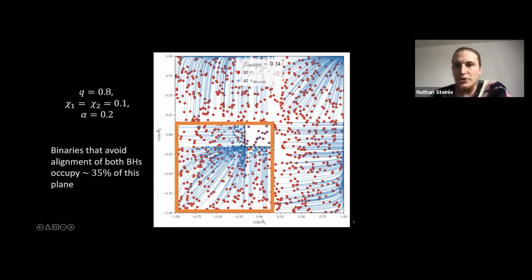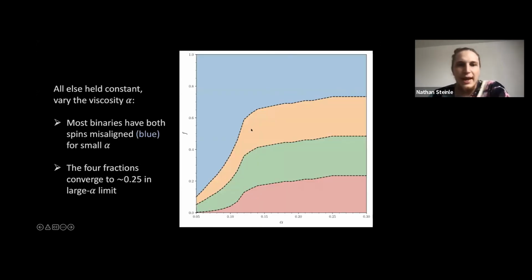And so we have at most 4 subpopulations here, whether the spins are both aligned, only one was aligned, or both remained misaligned at the end of disk migration. And if we look at the fractional contribution of each of those 4 subpopulations, color coded here in this plot, as a function of alpha, which is the dimensionless viscosity parameter, the blue region corresponds to binaries that have both spins misaligned at the end of disk migration.